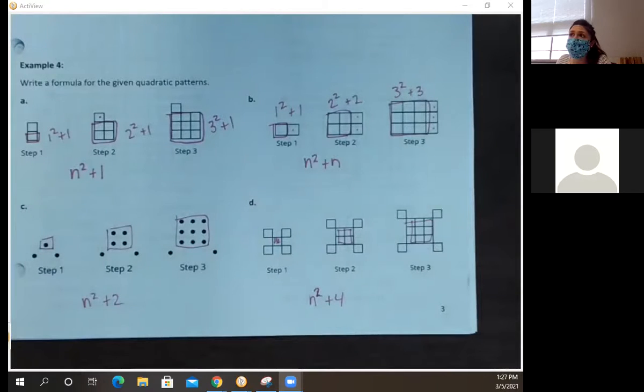Questions for me for today? Okay, we're going to stop there for today. On Monday, we're going to talk about graphs of quadratic functions. Now that we know what those patterns look like, how they're different from linear and exponential functions, we're going to take a look at what the graphs of quadratic functions look like. That is it for today.